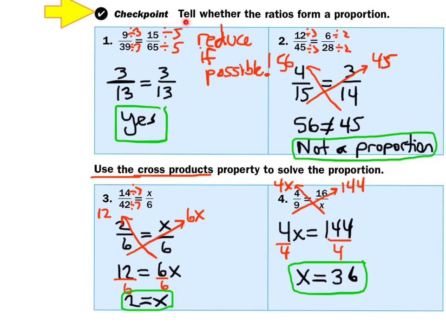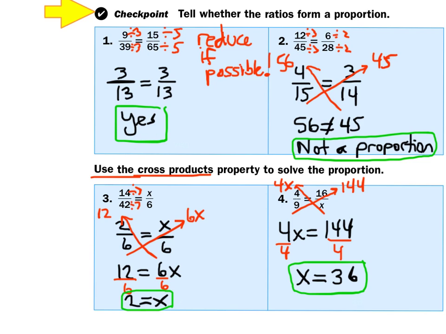Okay, so tell whether the ratios form a proportion. They gave us 9 over 39 and 15 over 65. So the first thing I do is reduce if possible. So I divided by 3 on the top and the bottom of the left-hand side, and I divided by 5 on the top and the bottom of the right-hand side. So I got 3 over 13 equals 3 over 13. Well, of course, I know they're equal, so I just said yes, they form a proportion.